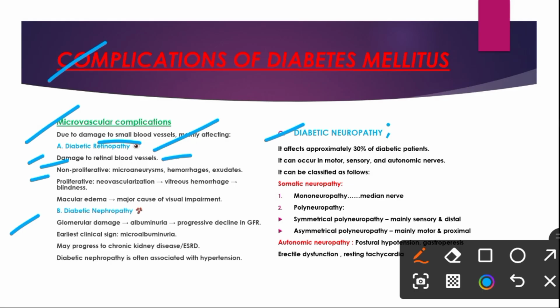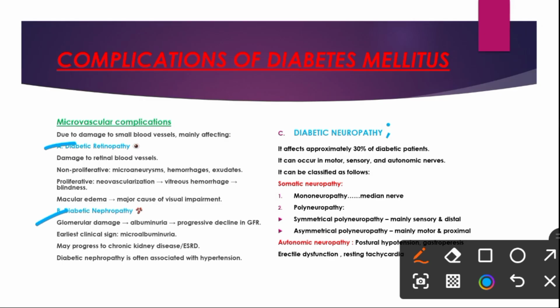different phases such as the non-proliferative phase, in which microaneurysms occur, hemorrhages occur, that is dot and blot hemorrhages, and exudates occur. Then we have the proliferative phase, in which new vascularization occurs, which leads to vitreous hemorrhages and blindness. And then we have the macular edema, which causes visual impairment. So in diabetic retinopathy, there will be damage to the small blood vessels of the retina, and may lead to blindness.